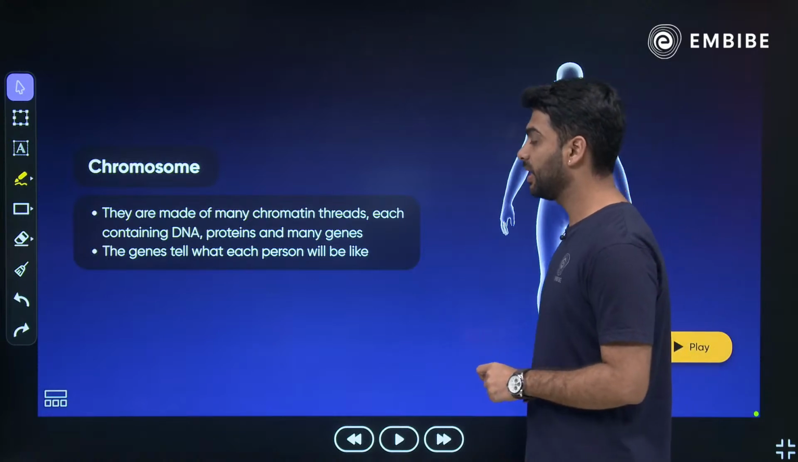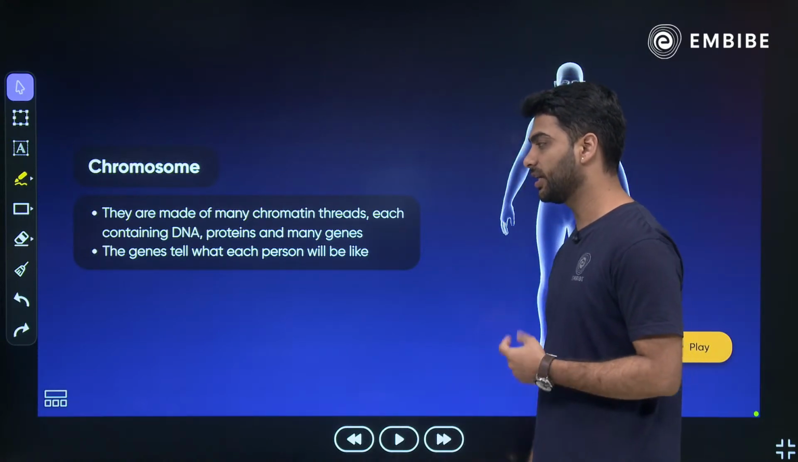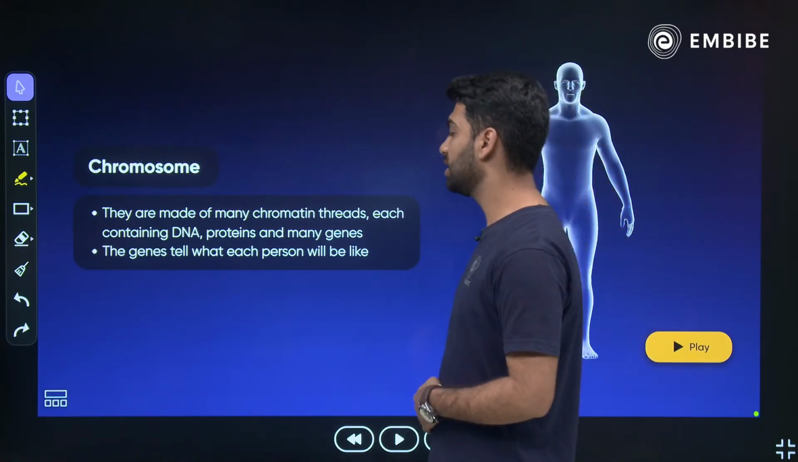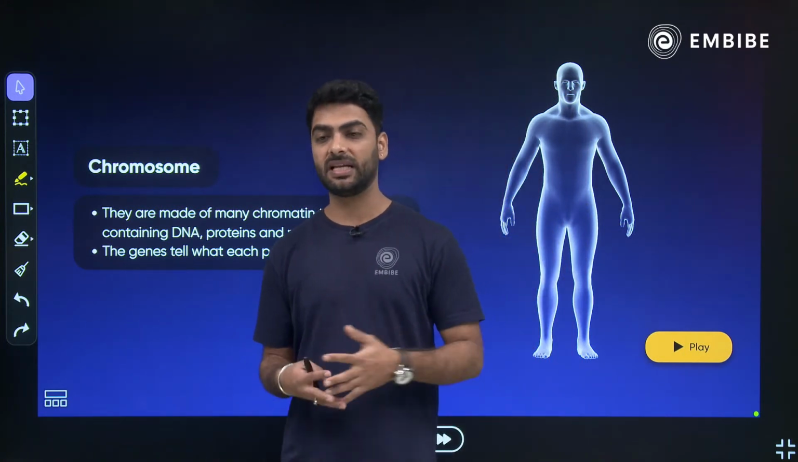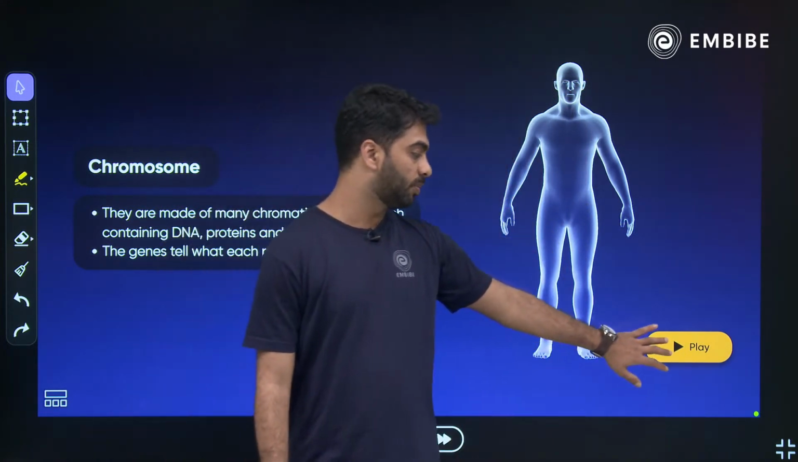Chromosomes. They are made of many chromatin threads, each containing DNA, proteins and genes. The genes tell us what we will be. So basically there are almost 10,000 genes in human beings.